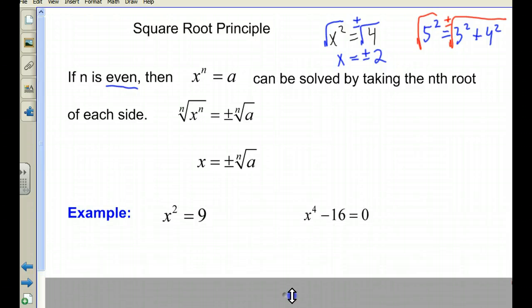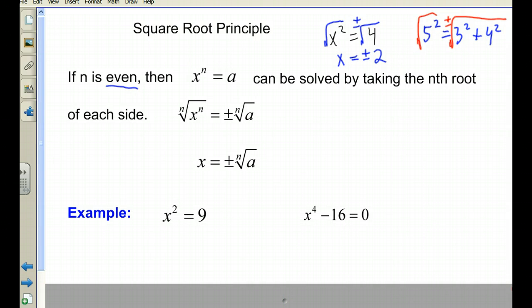Okay, so when you have problems like this, as you can see, this one's pretty easy. Take the square root of both sides. Oh yeah, don't forget plus or minus on one side, so x equals plus or minus 3.